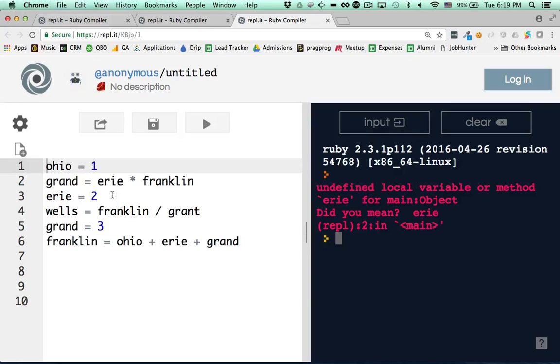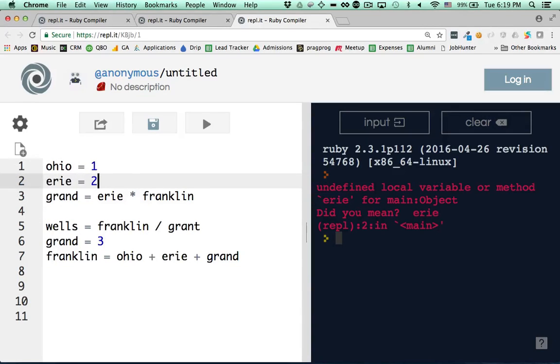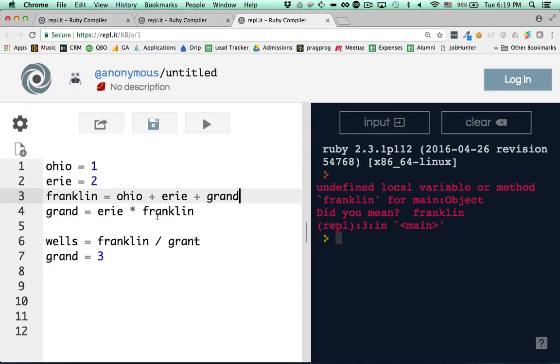Okay, so in theory, we can fix that by moving this definition of the Erie variable above that line. And now let's run the code again. So now we got the Franklin problem. This time it's on line 3 because that line of code moved. How do I fix that? So I can move line 7. That's where we define Franklin, and make sure that exists above where we refer to Franklin on line 4. Now you run the code again.